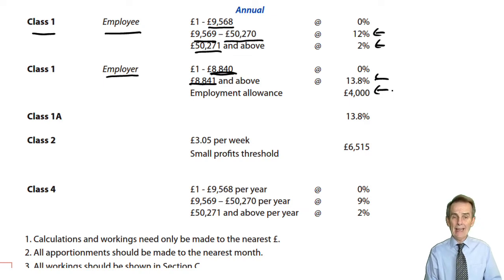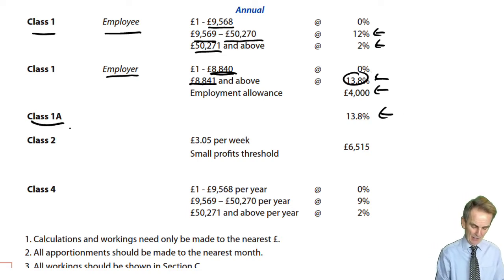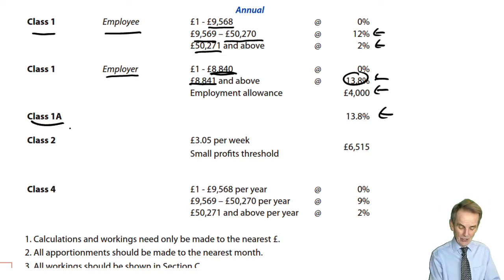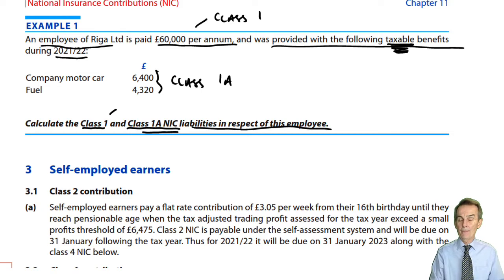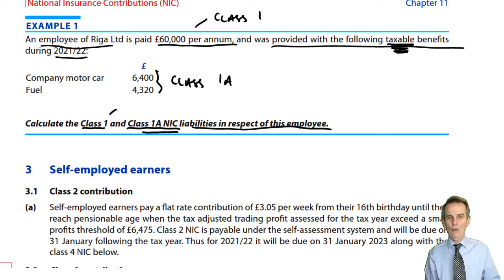And of course, the Class 1A: as in the example that you're going to have a go at in a moment's time, if there are taxable benefits, we continue with that 13.8% figure, but this time as Class 1A. So back to the example. I'd like you to have a go at this, please, if you would be so kind. Work through that one, and I'll join you to talk you through the answer. Hopefully by the time you come back to me, you've already worked it, seen the answer, and hopefully gone, tick, that's correct. It's just a computational issue.